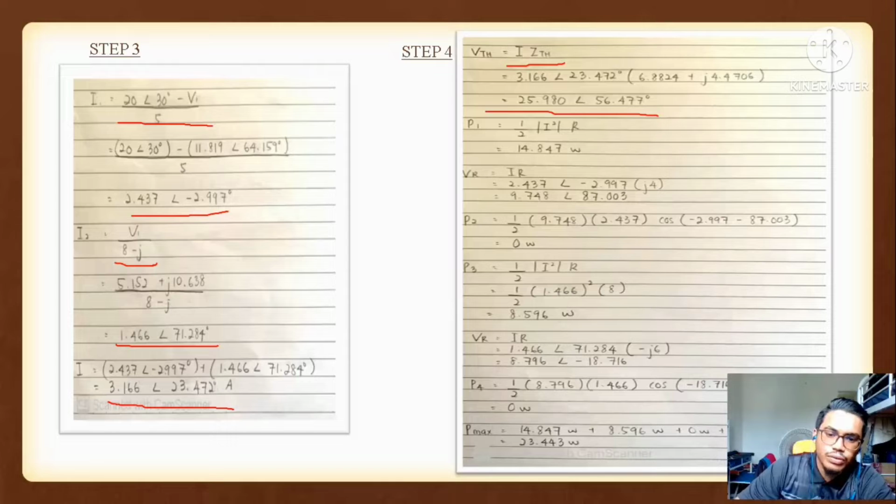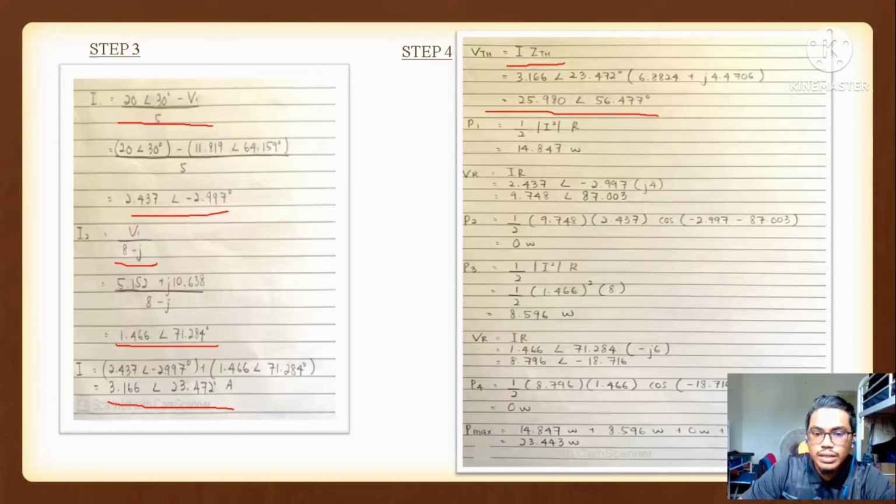How to find VR is the basic formula, V equals I multiplied by R. For the first place we use I1, and our second component is j4. Then we calculate, and we get 9.748 at an angle of 87.003 degrees. Then we find the power P2 at the second component, that means j4, and the answer for the power P2 is 0.